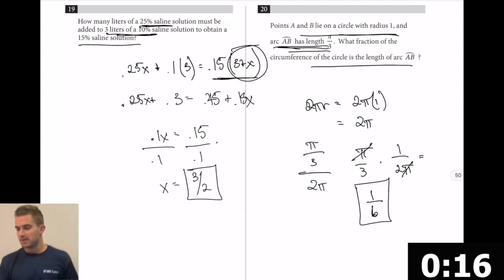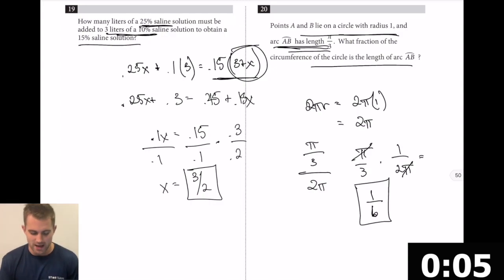Yeah, so you guys have to set up that equation. We have about 20 seconds left here, so hopefully that's right. 0.15 over 1, if we multiply both of those by 2, we get 0.3 over 0.2, which is 3 halves. I think that's right, but you have to set up that equation.